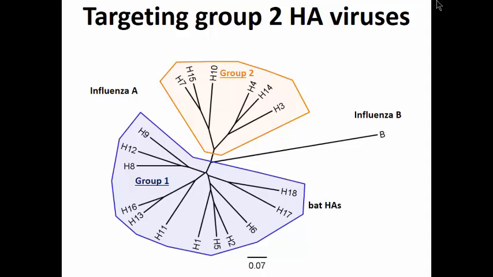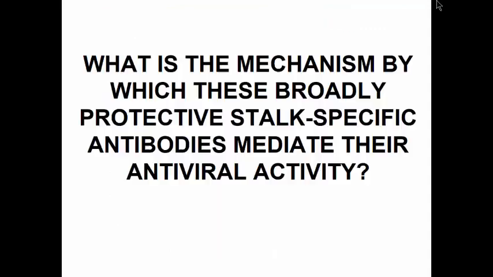So we are very interested in the mechanism of these antibodies. How do they work? Because they are not hemagglutination inhibiting antibodies like the ones we usually get when we vaccinate against the head. The antibodies against the head prevent the virus from attachment. The antibodies against the stalk do not prevent attachment, and the mechanism by which these broadly protective stalk antibodies facilitate neutralization is quite interesting.